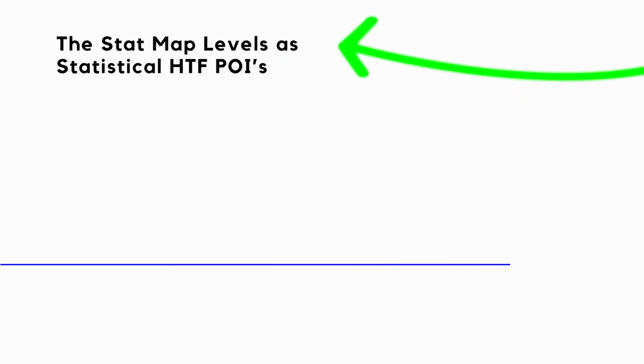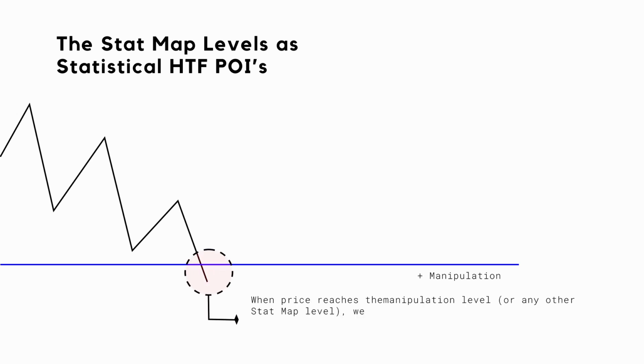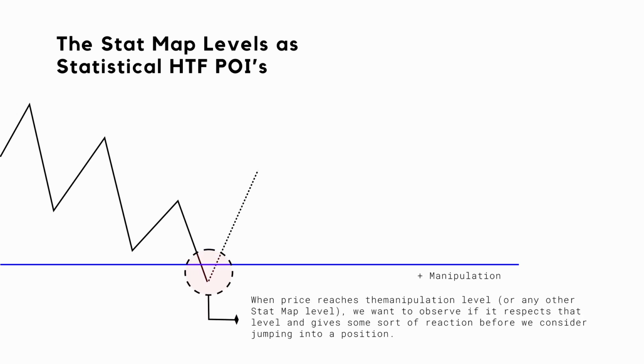First, we want to see price reach one of these StatMap levels and see how price reacts to it. Once we see some sort of reaction, then we want to start considering engaging with the market by looking for our entry function, in this case the unicorn. Based on that idea, we basically want to consider these StatMap levels as statistical high timeframe points of interest and only look to engage when one of these levels gets reached.